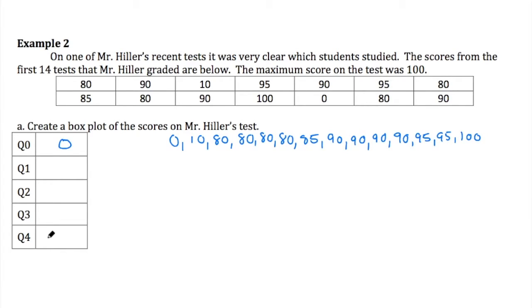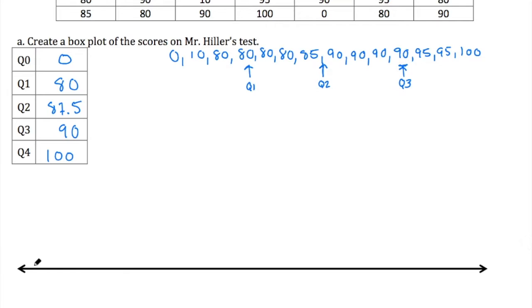Okay, so the lowest score, 0, highest score, 100. That's easy. The middle score, since there's 14, is going to be between the 7th and 8th number. So between this 85 and 90 is going to be our Q2. So that's going to be an 87.5 for Q2. Q1 will be this 80 right here, and Q3 will be that 90 right there. Let's go ahead and make a box plot on the line below. So I'm going to go ahead and make our scale from 0 to 100, divide it in half here, and then try to make a nice even scale counting up by tens.